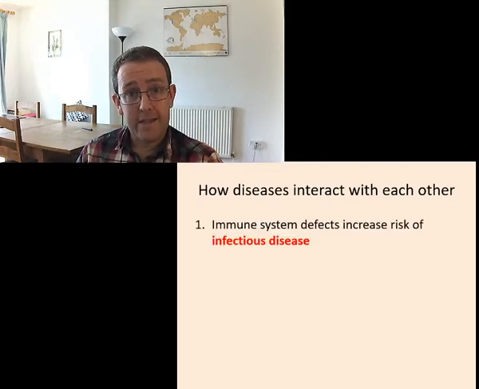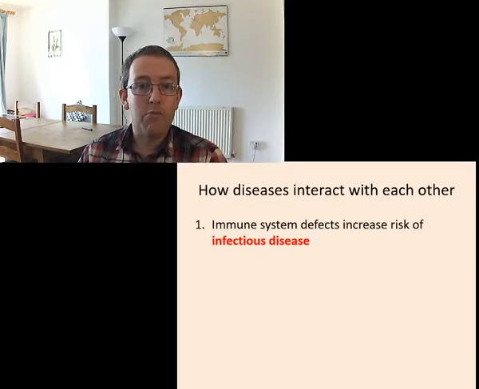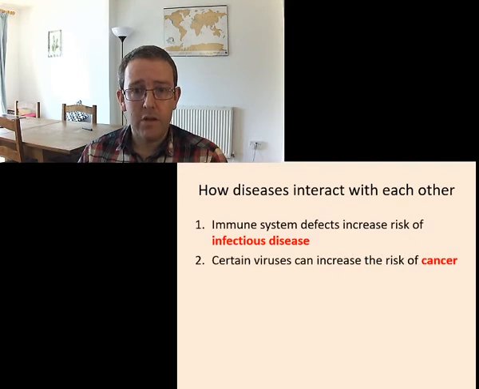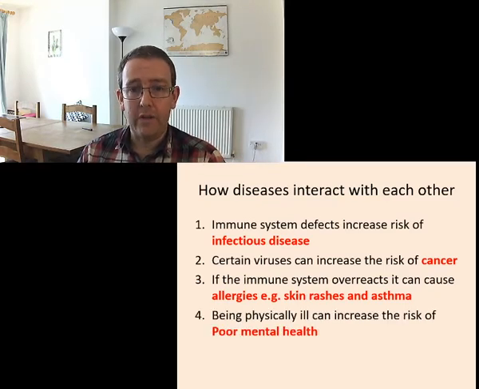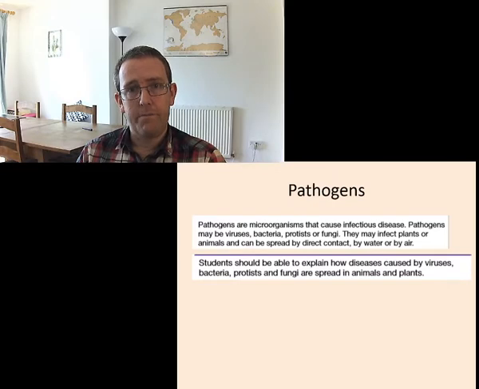Of course there is. So immune system defects increase the risk of infectious disease. If you inherit an immune problem, it makes you more susceptible to pathogens. Certain viruses increase the risk of cancer, for example HPV, many of you might have been vaccinated against. If the immune system overreacts, it causes allergies, for example skin rashes, asthma, all that kind of stuff. And all these things can impact on your mental health. So being physically ill for a protracted period of time can really impact on your mental health, which I know a lot of you probably were feeling with this quarantine so far this week.